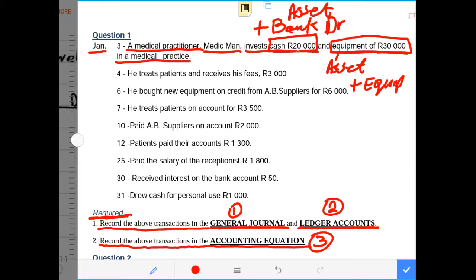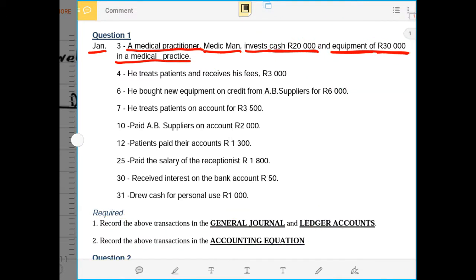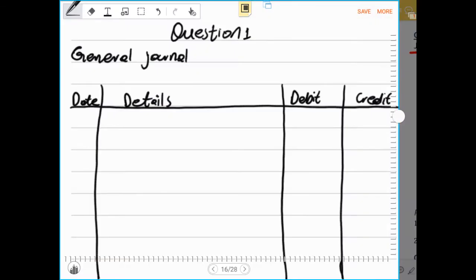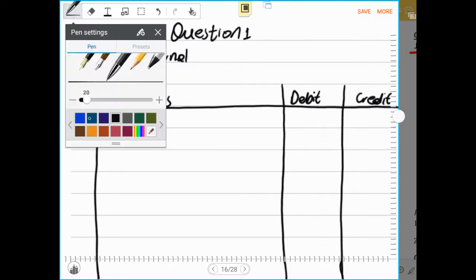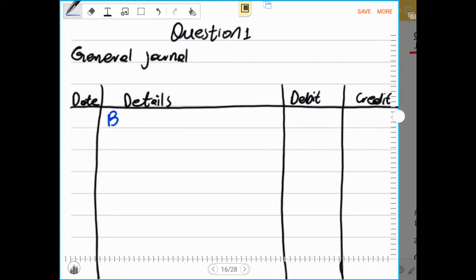And now, because these two contributions were made by the owner to the business, that means capital contribution will also increase. Capital will increase by the total of 20,000 plus 30,000, which means the sum of 50,000 that has been contributed by the owner. So now when we record this in the general journal, we first have to start with the debit entries. The debit entry will be the bank, because we received money, and this was on the 3rd of January. Our bank will be increasing by the amount of 20,000 because we received money into the bank account that was deposited by the owner.